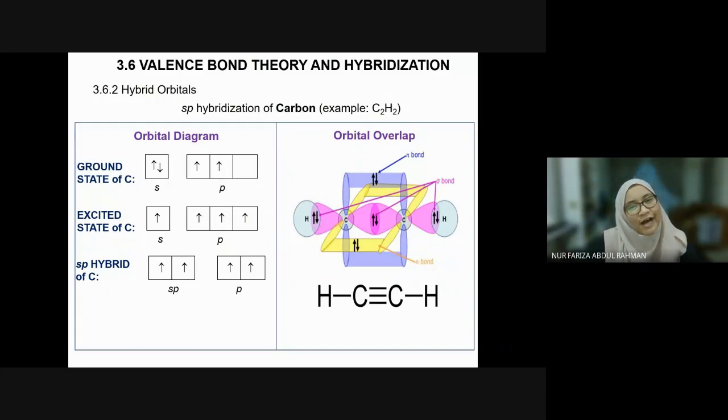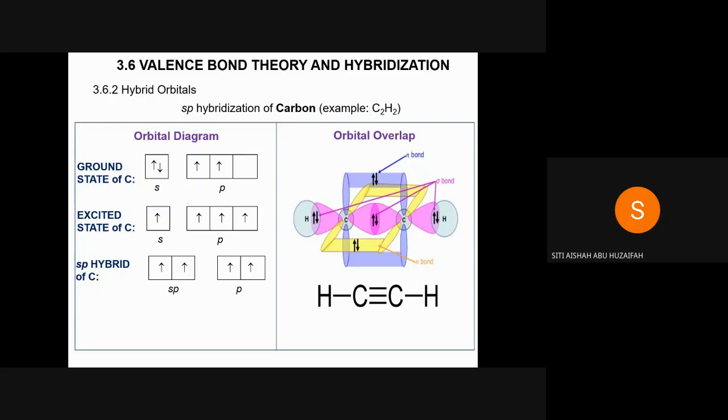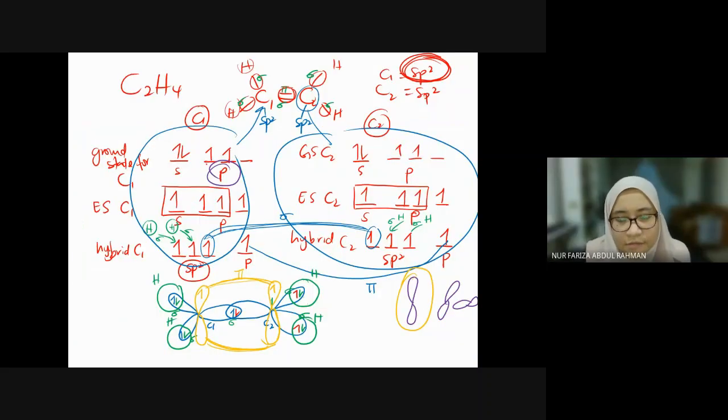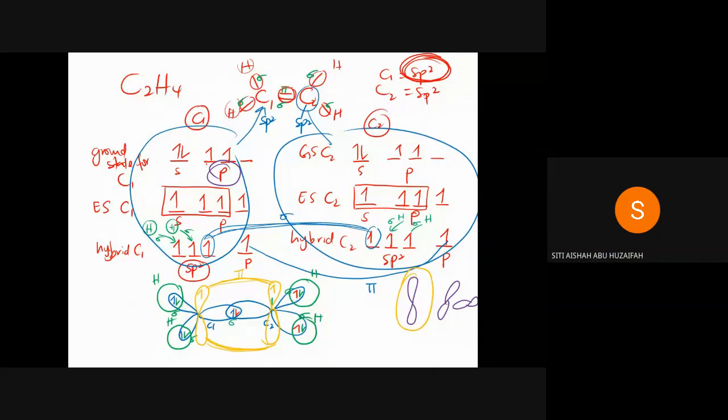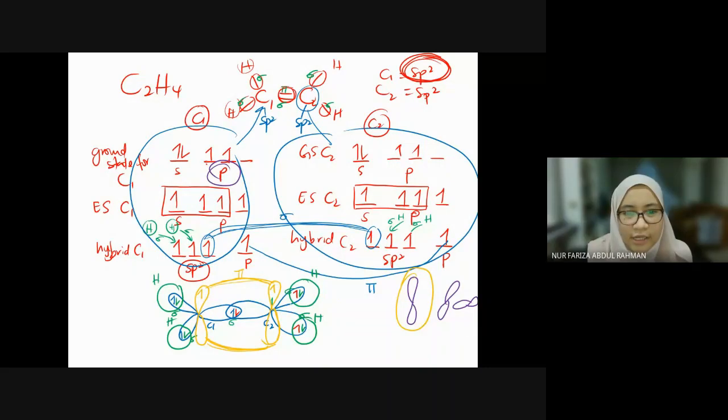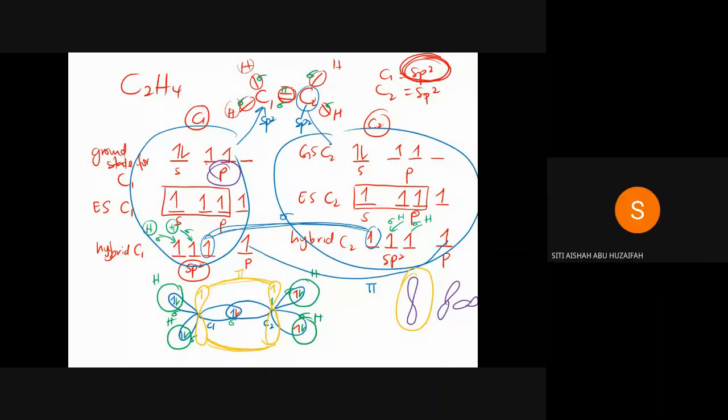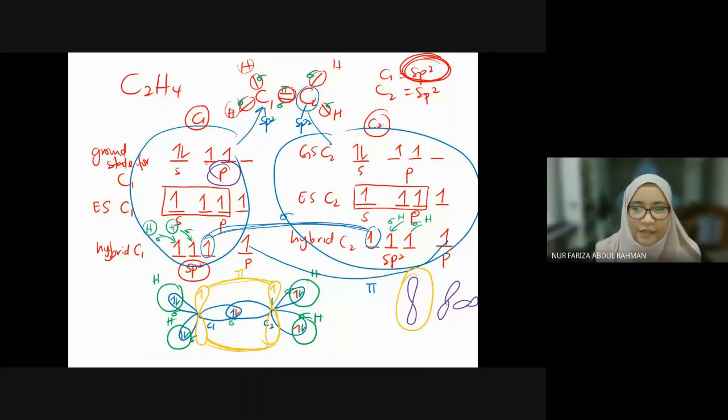Faham ke tak faham? Okay, another example sebelum kita buka open. Ada elektron dekat hujung tu apa? Yang mana ya? This one. Yang untuk yang warna kuning tu. Kuning mana? Sini. Tak nampak, boleh dia tunjuk. Ni mana ni? This one.